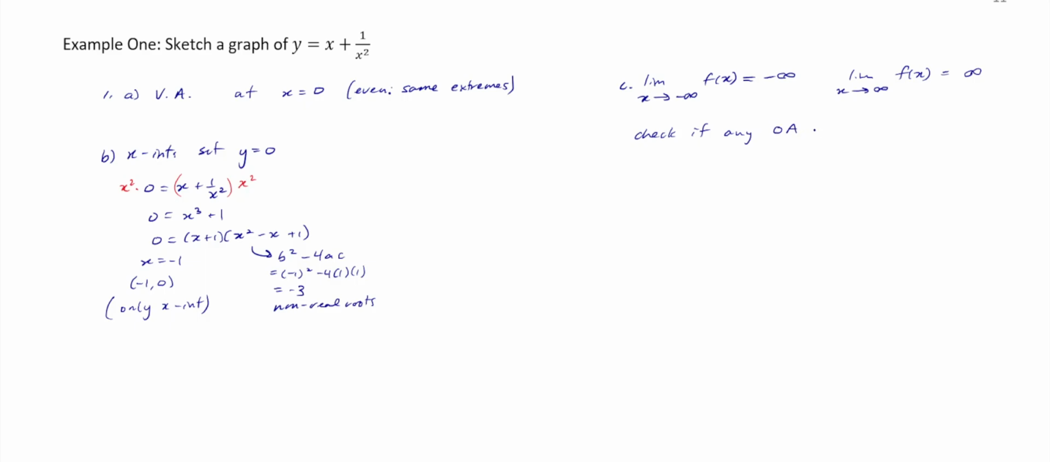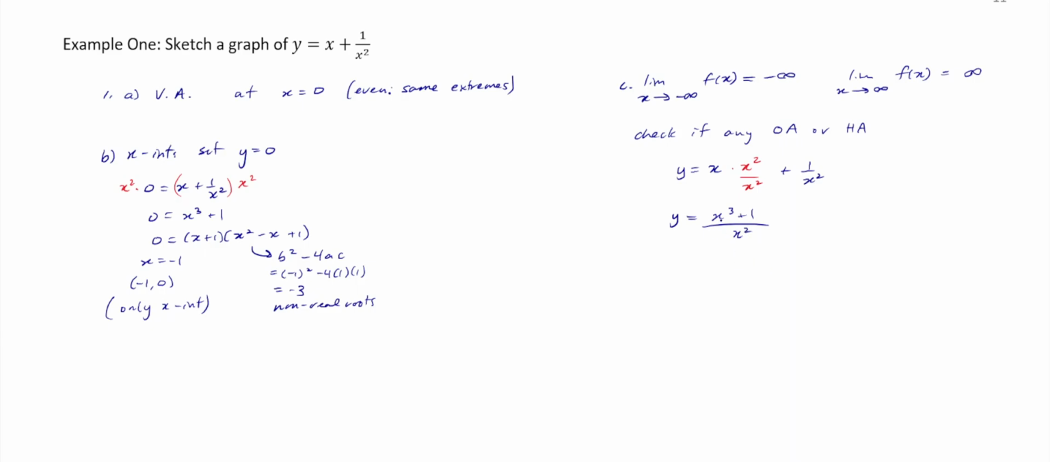Now, this is a rational function, so I need to check if there are any oblique asymptotes or horizontal asymptotes. Okay, so what I'll do right here is change the way this looks by taking this x value right here and multiplying it by x squared over x squared, so I'm giving it a common denominator with the second term. Okay, and then I get y is equal to x cubed plus 1 all over x squared.